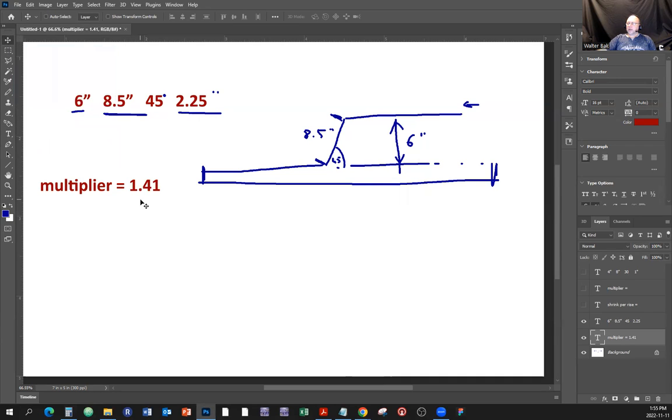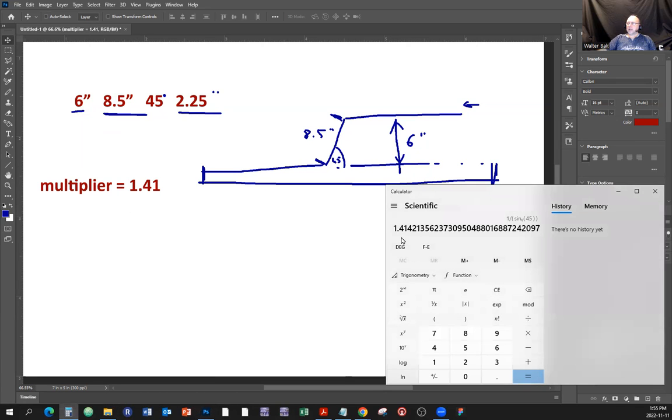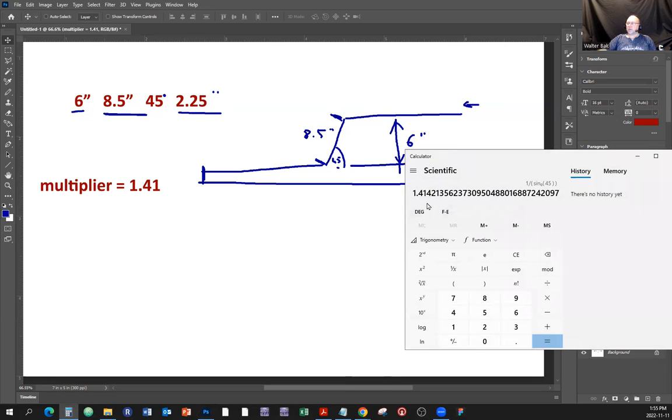Now we use that multiplier to our advantage. In which way? This travel distance is equal to the multiplier times the height. So that number here, 1.41 or 1.414, times 6 inches, times 6. That's going to give us 8.48. All right, see that? Which is why we have 8.5. So that's how we got that number.